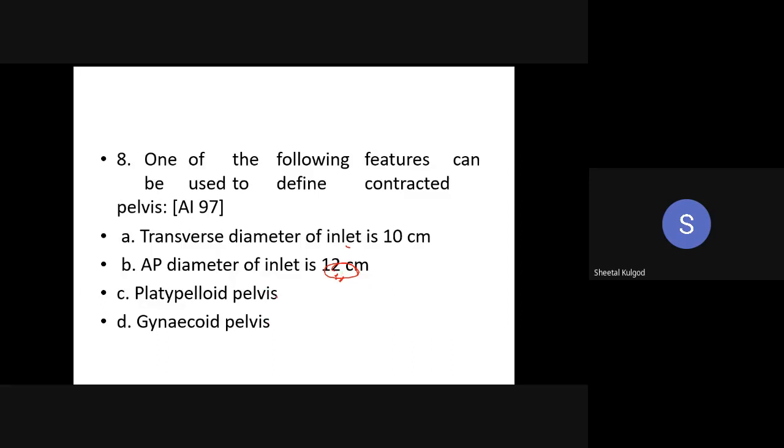The other two, platypelloid and gynecoid, are the normal features of the pelvis, is it not? So there is nothing here to define that it is a contracted pelvis. So what we're left with as the answer is A, that is, transverse diameter of the inlet is 10 centimeters. This is the right answer because transverse diameter of the inlet is usually 13 centimeters. So about 0.5 centimeter less, meaning even if it is 12 centimeters or lesser, then we can term it as a contracted pelvis. Understood?